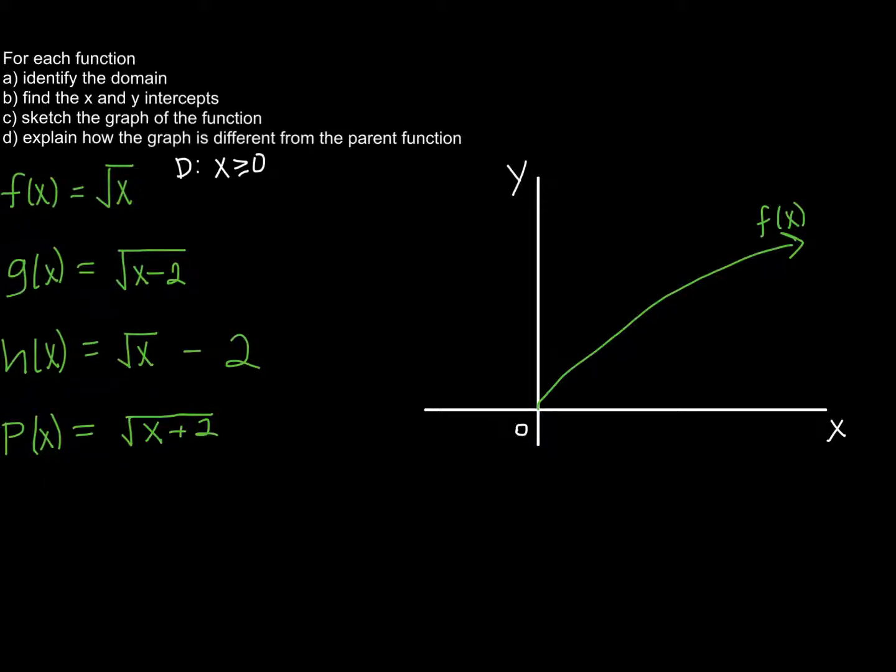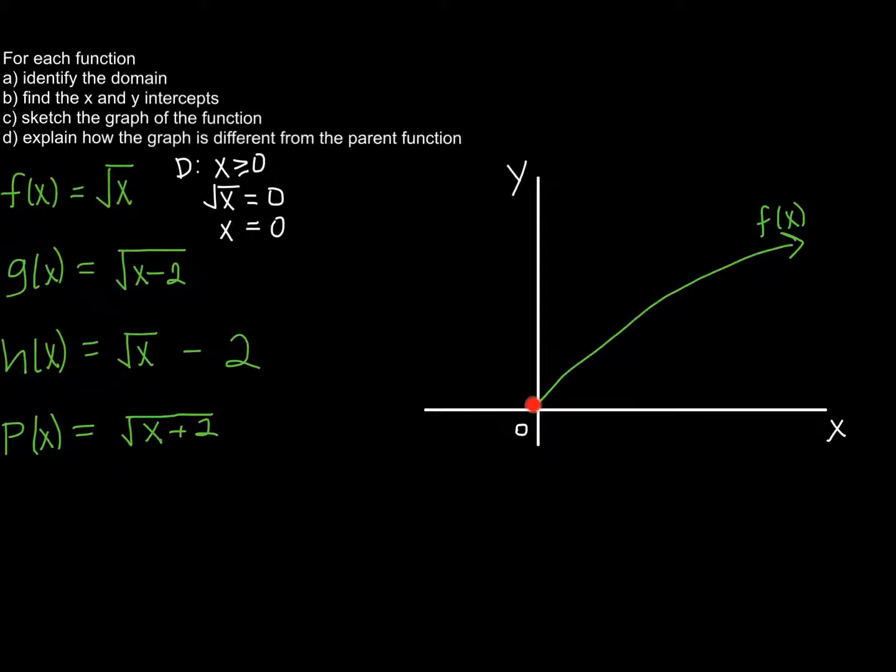I can show that work here. If I set square root of x equal to 0, then I'm going to square both sides, and I'm going to get x equals 0 squared, which is still 0. Similarly, for my y-intercept, if I input a value of 0 for x, I just have the square root of 0, which is again 0. So I can see that my root and my y-intercept are the same.